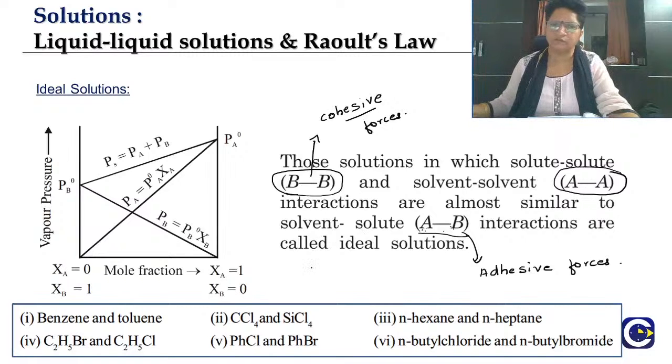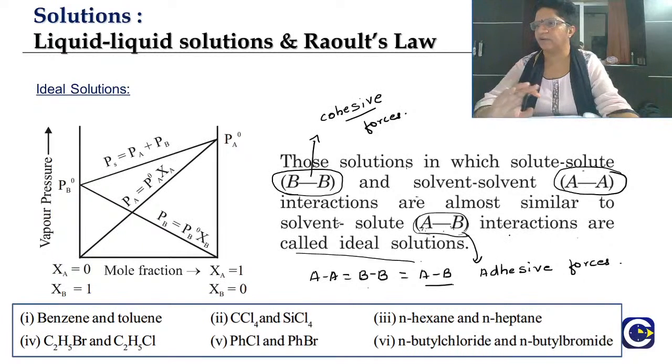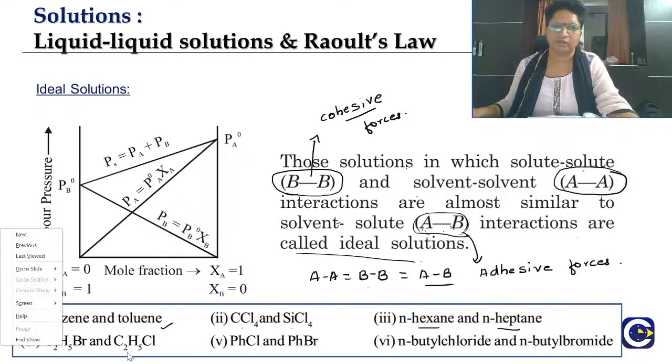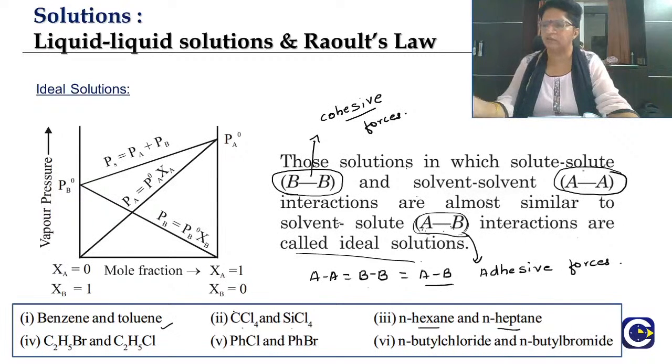In an ideal solution, the AA forces between the molecules will be the same as the forces between different molecules. Such liquids we call an ideal solution. So solutions in which solute-solvent interactions are almost similar to solvent-solvent forces are called ideal solutions. We will not get a perfect ideal solution, but we can make some closer to ideal. Examples are benzene and toluene, carbon tetrachloride and silicon tetrachloride. We can take a homologous series. What is a homologous series? Successive members differ by one CH2 group, like n-hexane and n-heptane. Also C2H5Br and C2H5Cl, which have closer properties.